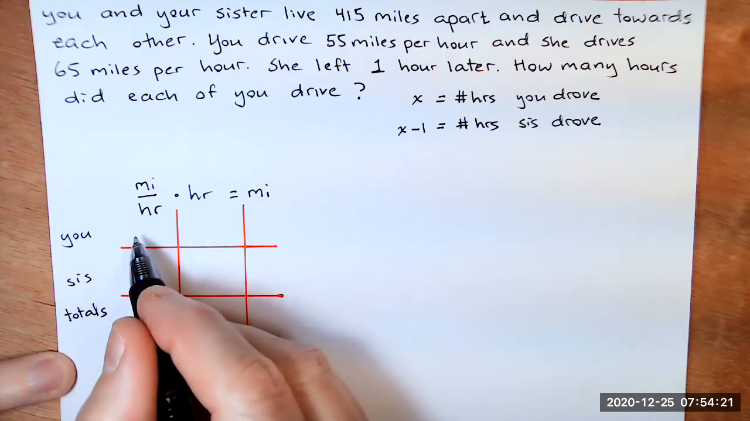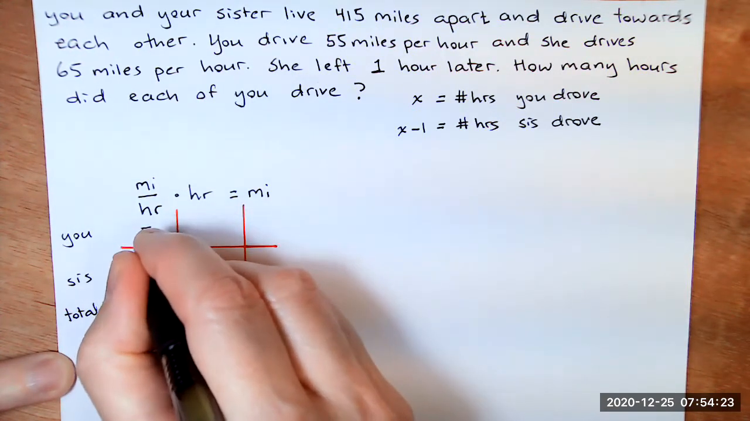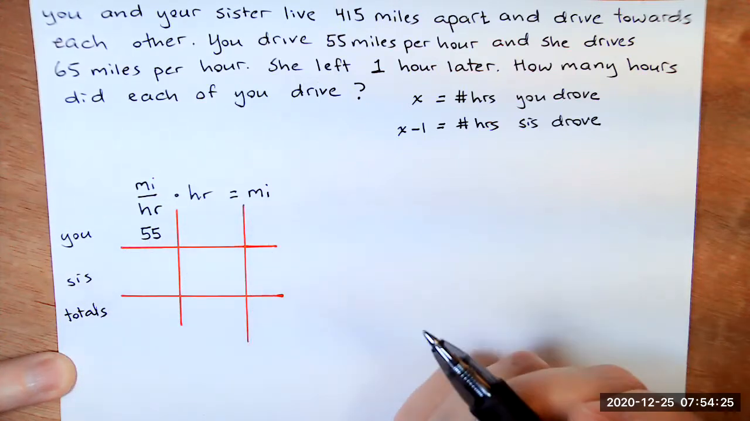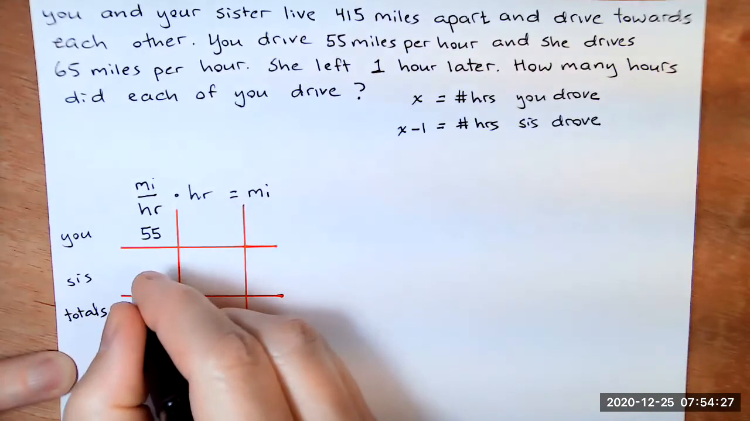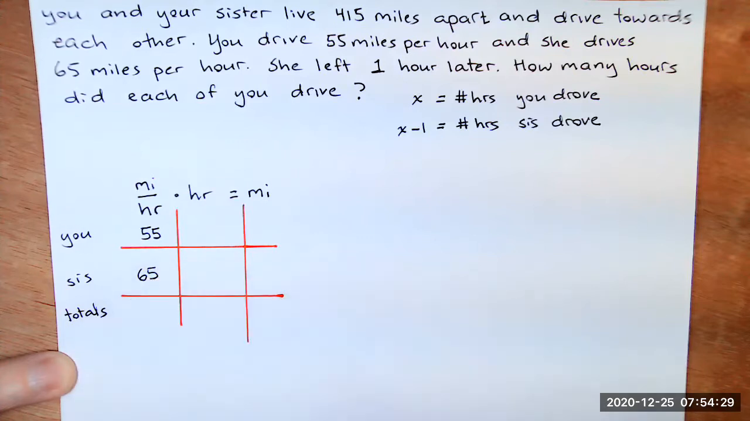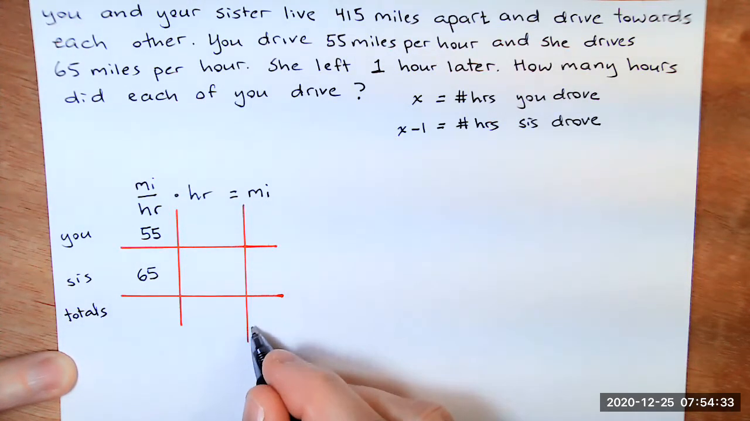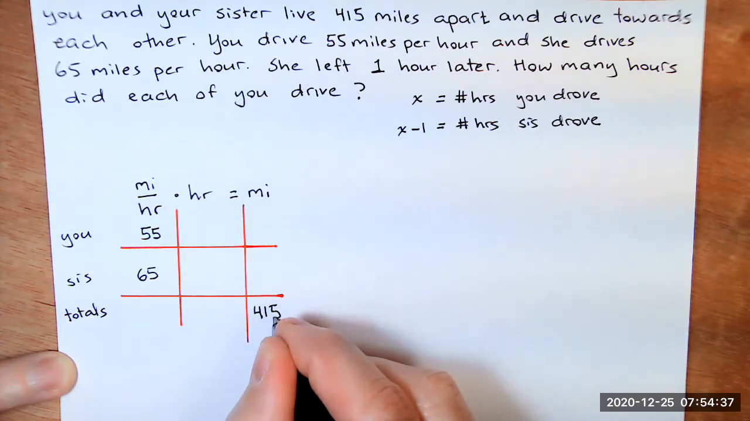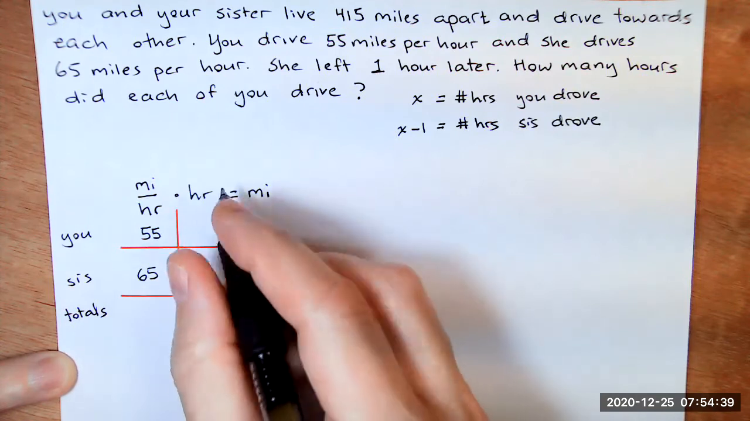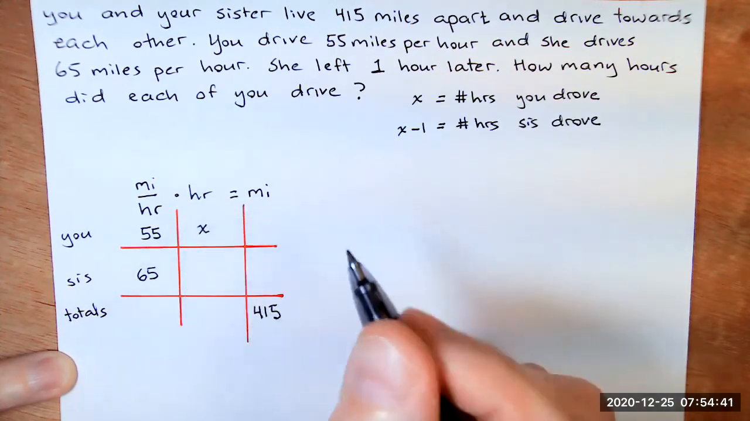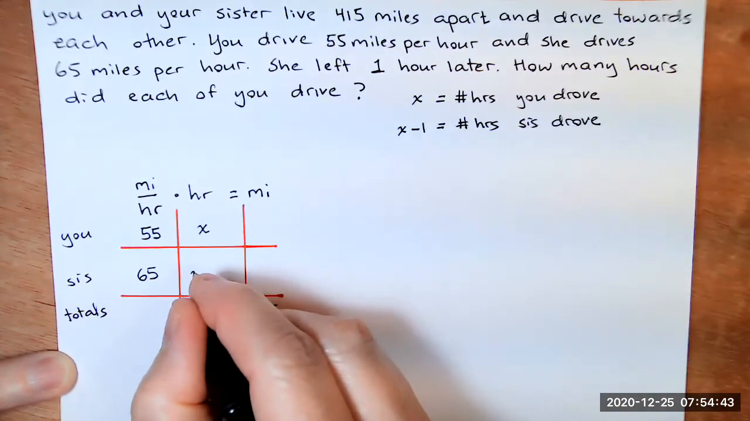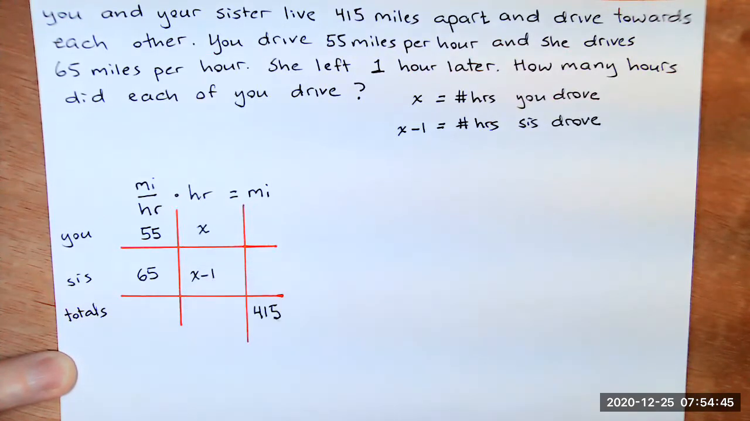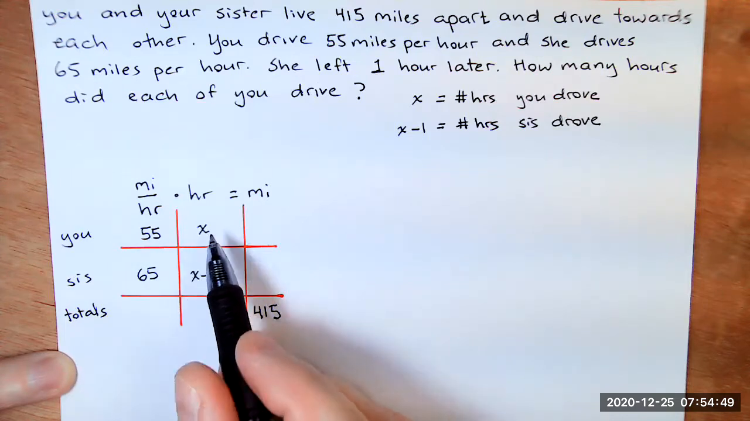Now you're driving 55 miles per hour, so that goes in the rate column. She drives 65 miles per hour. And the total number of miles you drove together is 415. You drove X hours. She drove X minus 1 hours. So multiplying across.